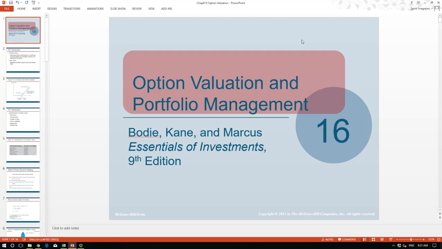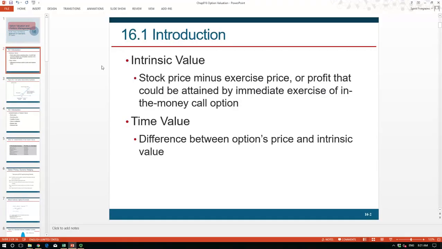Professor Zhao at MTSU. In this chapter, we'll go through option valuation, and more specifically, we will go through the Black-Scholes option pricing model, put-call parity, the binomial tree method for option pricing, as well as the Monte Carlo simulation approach of option pricing. Let's get started.